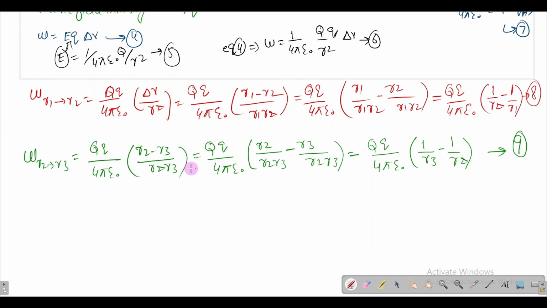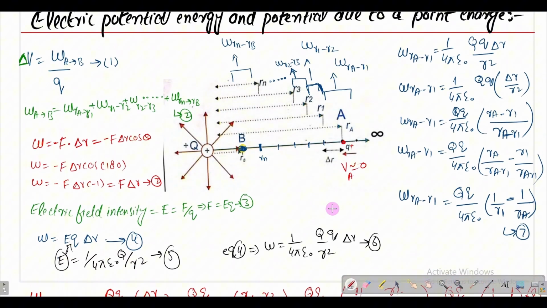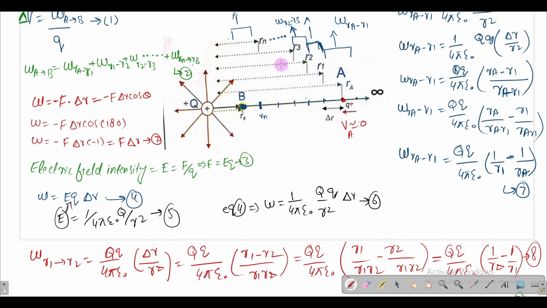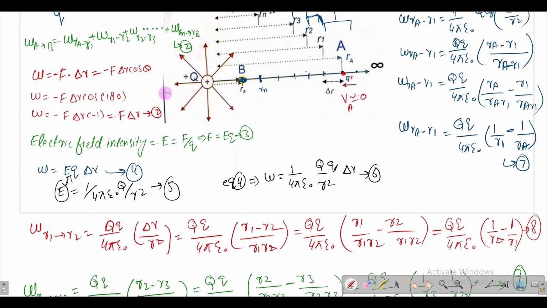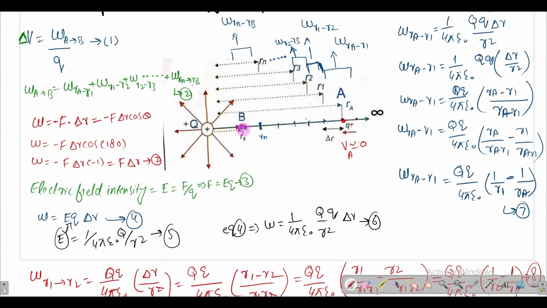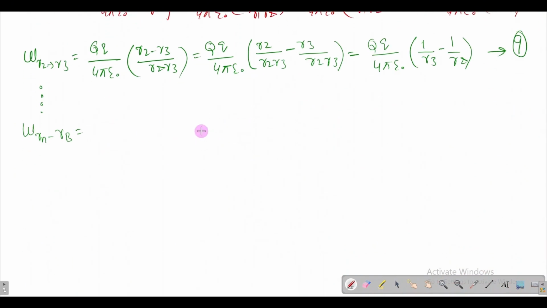Now we will take a large number of steps, and then we will reach Rn, the last step. The last step is the work done from Rn to Rb. From this Rn, we will go to this Rb. So the expression for that is this.